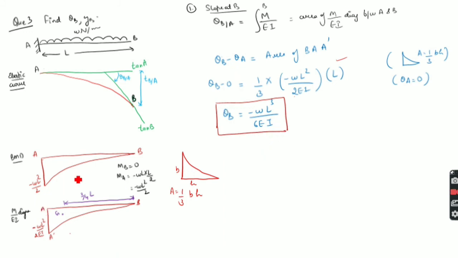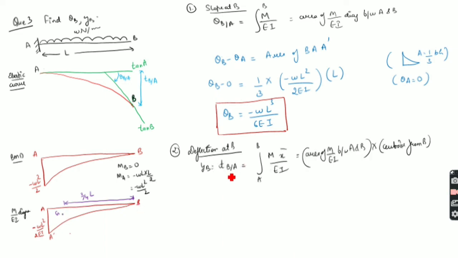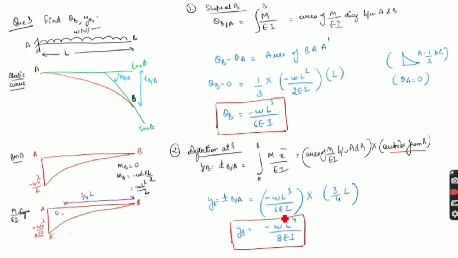Okay. Now for calculating the deflection, it is very simple. We just have to multiply this area of the M by EI diagram with the location of the CG. So first we will locate the CG. CG is measured from B, because we have to find out TBA, because we are finding the distance of B with respect to the tangent at A, right? So we will take the distance from B. For a semi-parabolic curve, the centroid is located at a distance of 3 by 4 L from this point, right? So it will be area into 3 by 4 L. So we will get minus WL raised to power 4 upon 8EI.